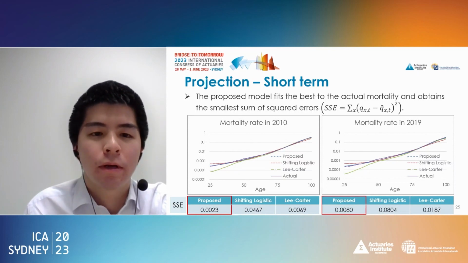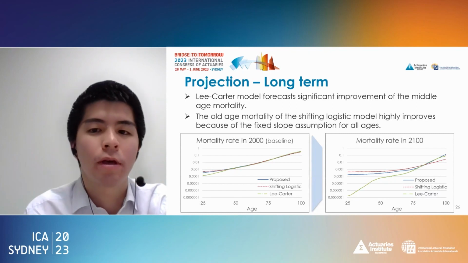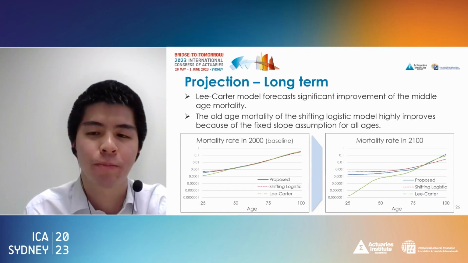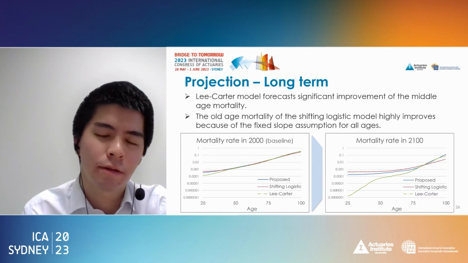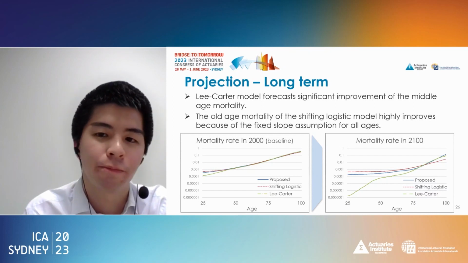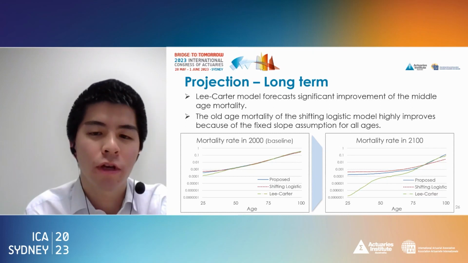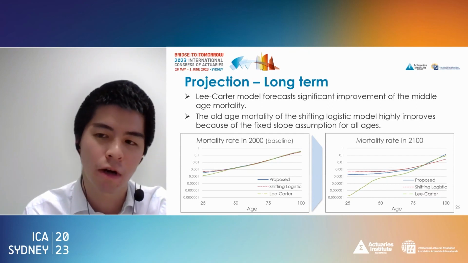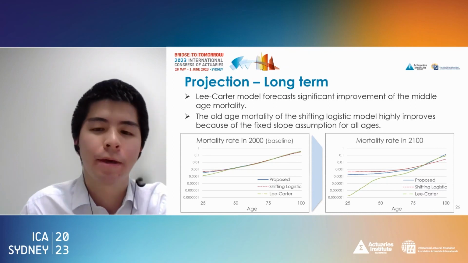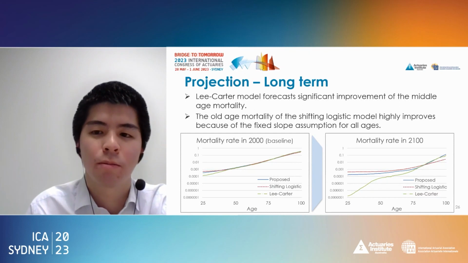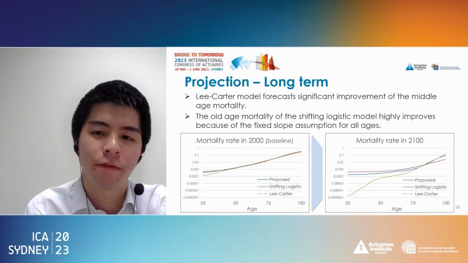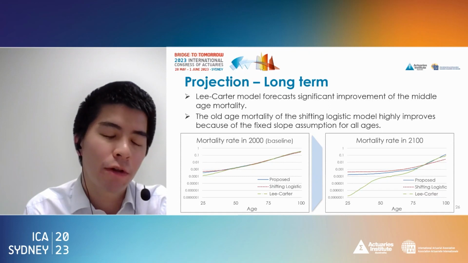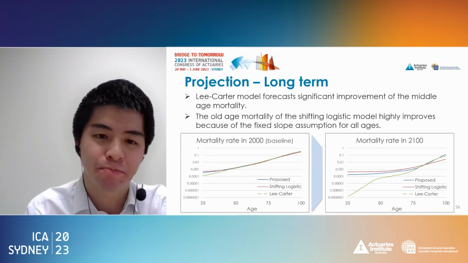Next, as for long-term projection, the three curves diverge largely in 2100. Lee Carter projection stands out in its extreme improvement of middle-age mortality. On the other hand, in the shifting logistic model, the old age mortality decreases largely because it forecasts future mortality simply by shifting a curve to the right uniformly. Note that in the proposed method, the mortality curve is not smooth at the connection point. The future mortality may have an impractical shape, and we will need to apply some smoothing methods.